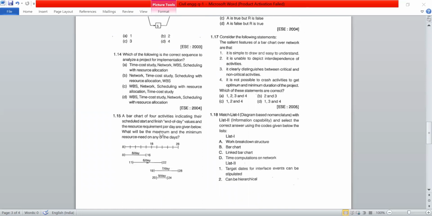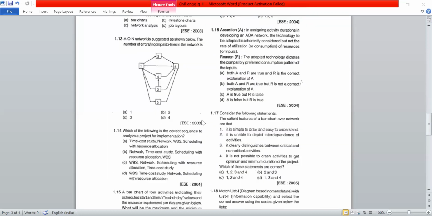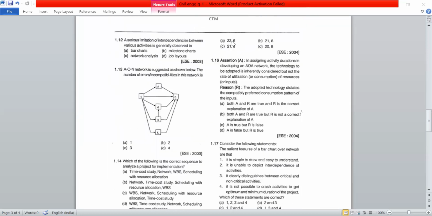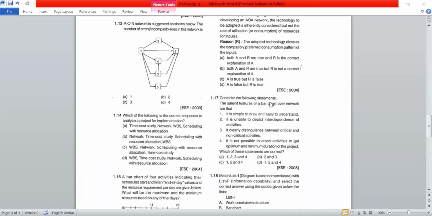A bar chart for 4 activities are given with schedule, start and finish, end of day values, and the resource requirement per day are given below. What will be the maximum and the minimum resource need on any of the days? The right answer is 22, 6. So assertion and reason they have given. So right answer is both A and R are true, and R is the correct explanation of A.